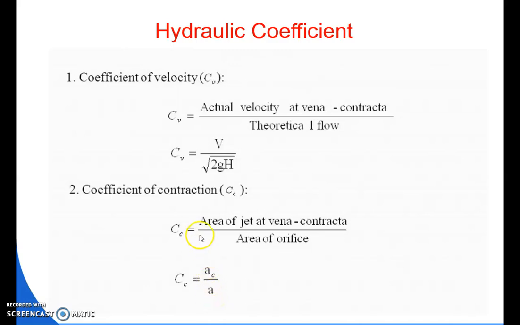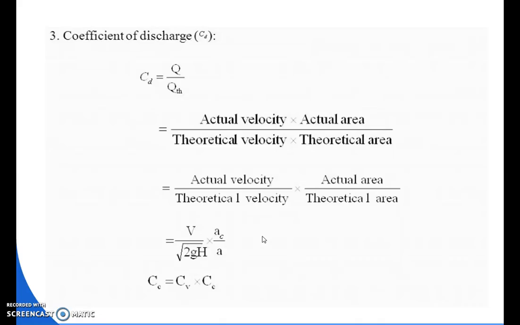While considering the coefficient of contraction, we measure the area of the jet at the vena contracta and the area of the orifice. If d is the diameter of the orifice, then the area of the orifice is equal to pi by 4 d square, and we have to measure both the area of the orifice and the area of the jet of water at the vena contracta.